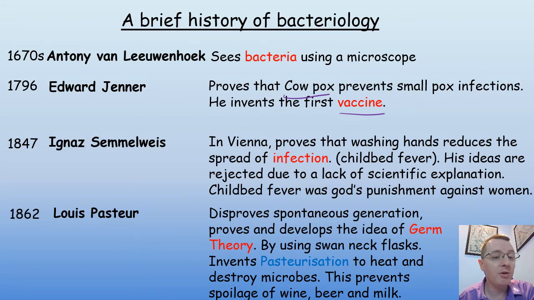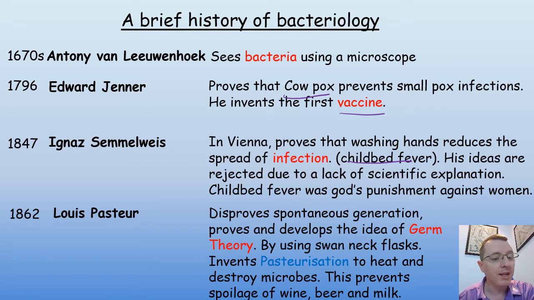In 1847, as we've already discussed, Ignaz Semmelweis in Vienna proves that washing hands reduces the spread of infection. In this case, he was studying the childbed fever disease. But his ideas are rejected due to a lack of scientific explanation. People at the time, scientists and doctors, thought that childbed fever was God's punishment against women.